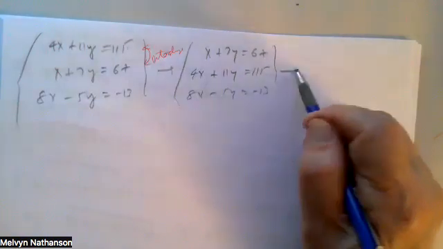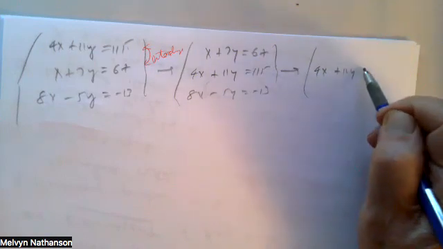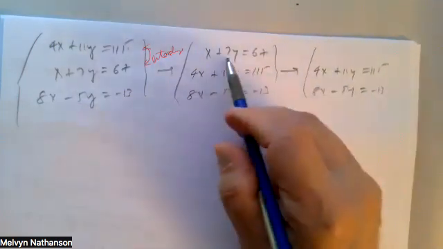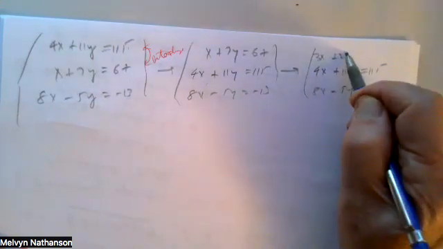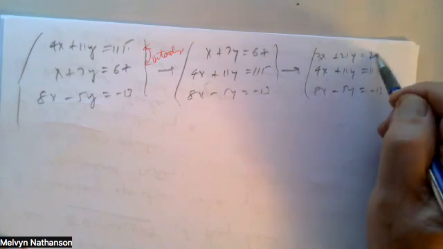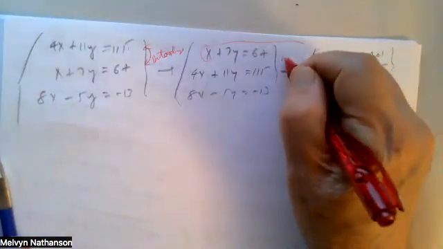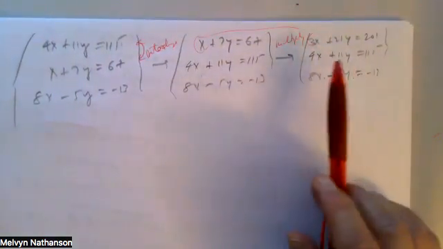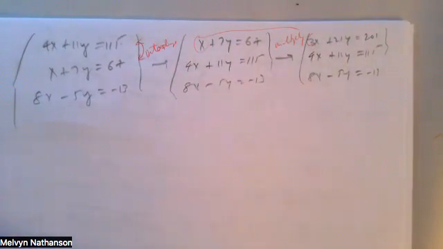Now, I could also change this system by doing nothing to the second and third equations, but multiply the first equation, let's say, by 3. So I would get 3x plus 21y equals 201. Here I just multiplied one equation by the number 3, but it doesn't change the solutions. Any solution of this is a solution of this. Any solution of this is a solution of that.